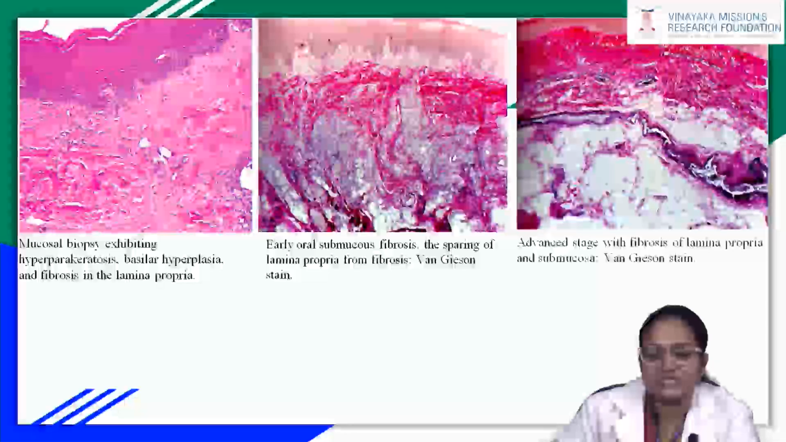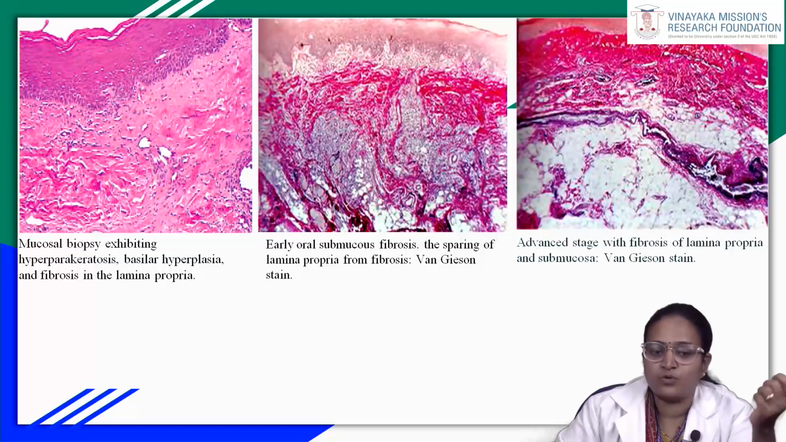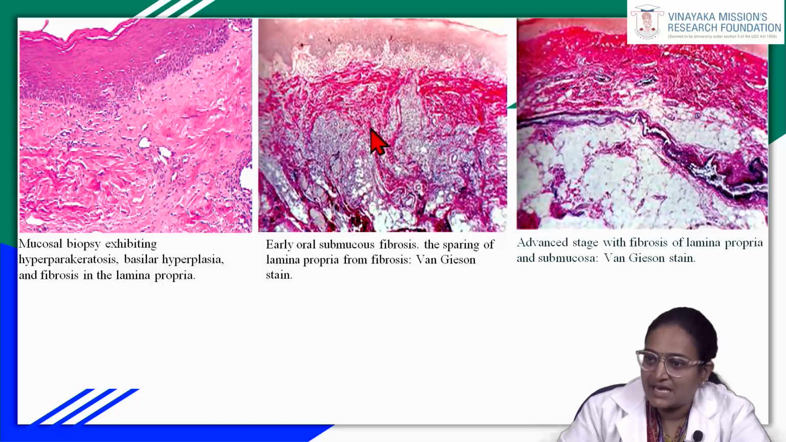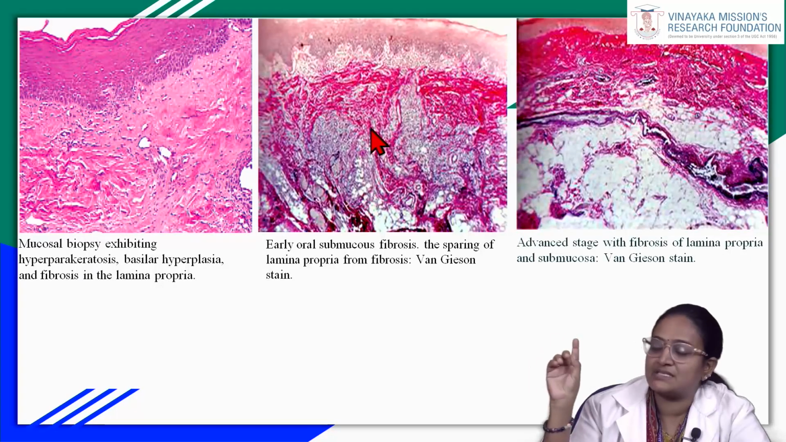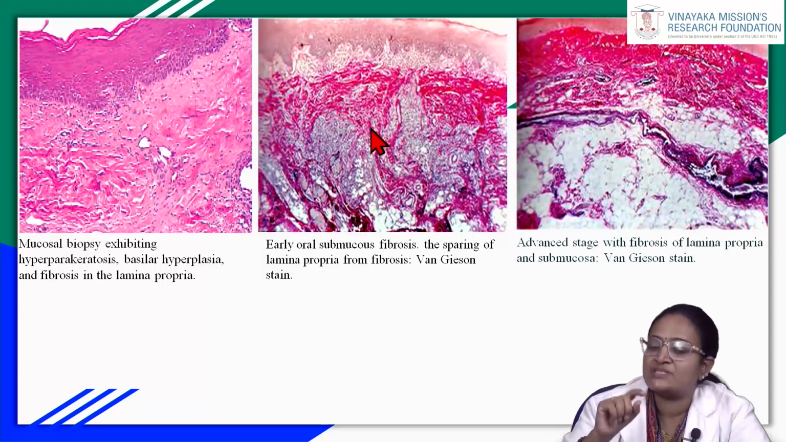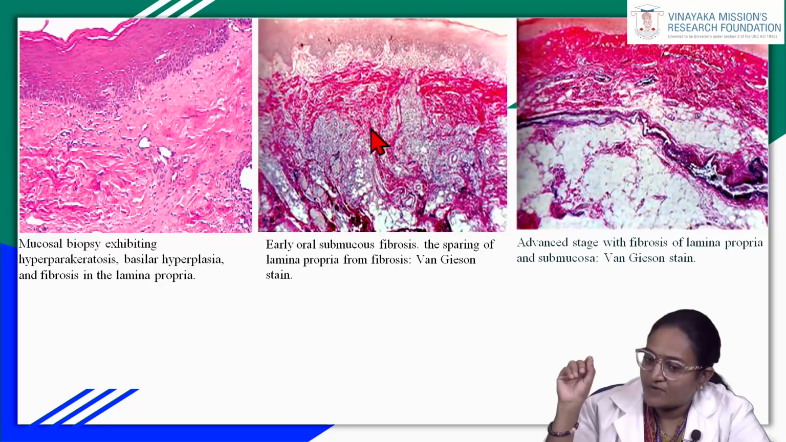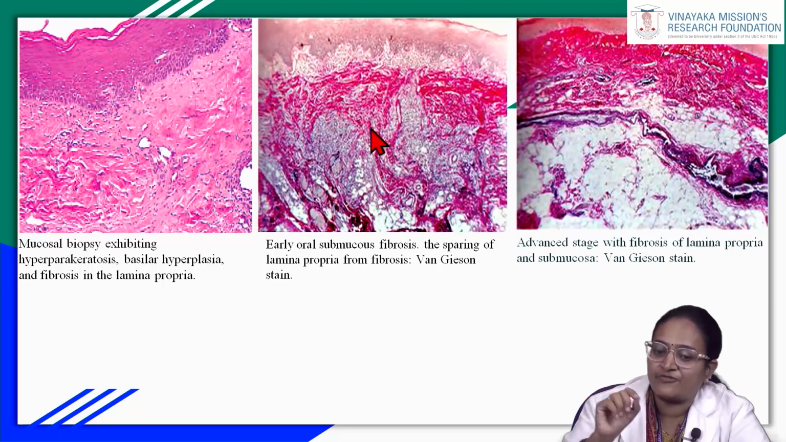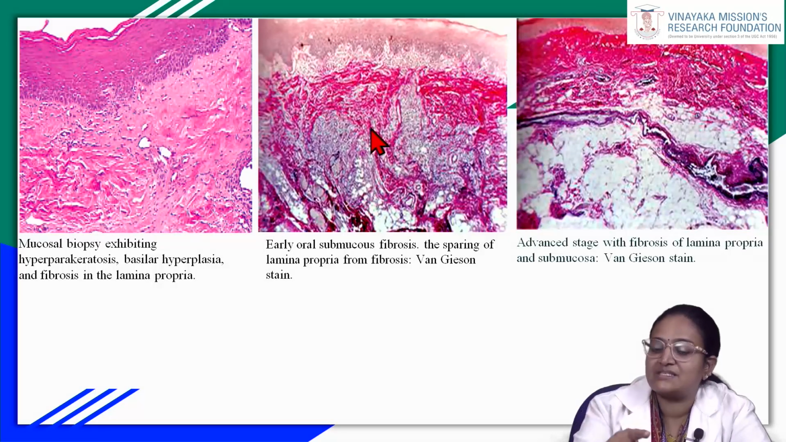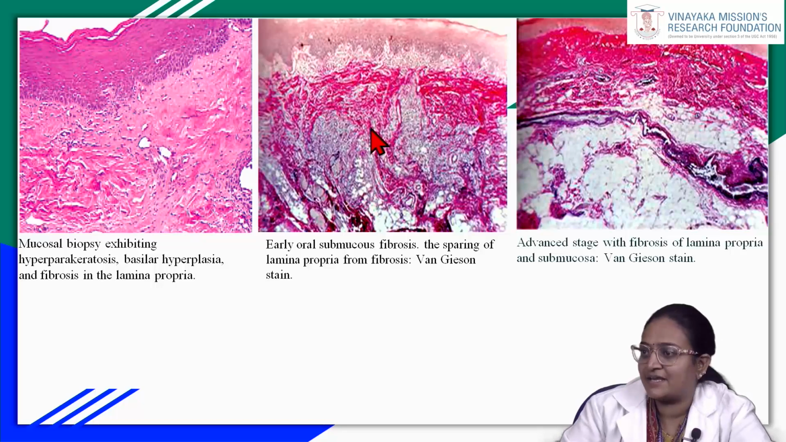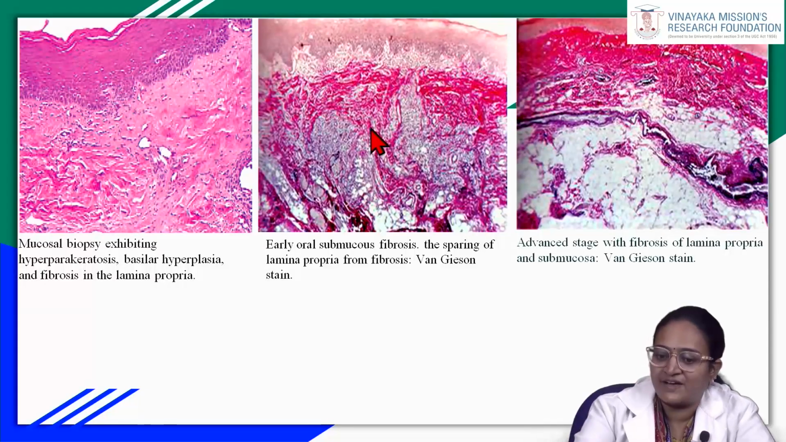So these are the pictures. Here you can see the mucosal biopsy exhibiting hyperkeratosis, basal cell hyperplasia and fibrosis in the lamina propria. And this is a second picture that shows early oral submucous fibrosis with sparing of lamina propria fibrosis, with the Van Gieson stain I told you about. This is a picture of Van Gieson stain.